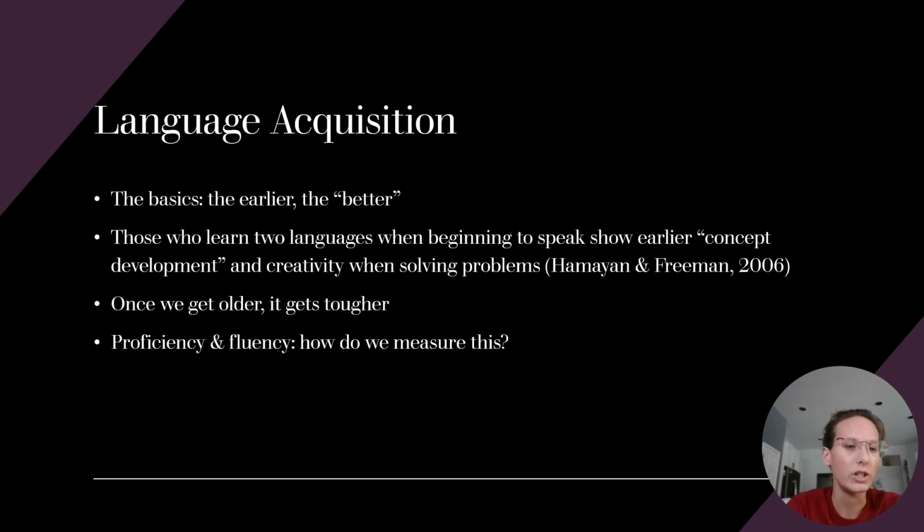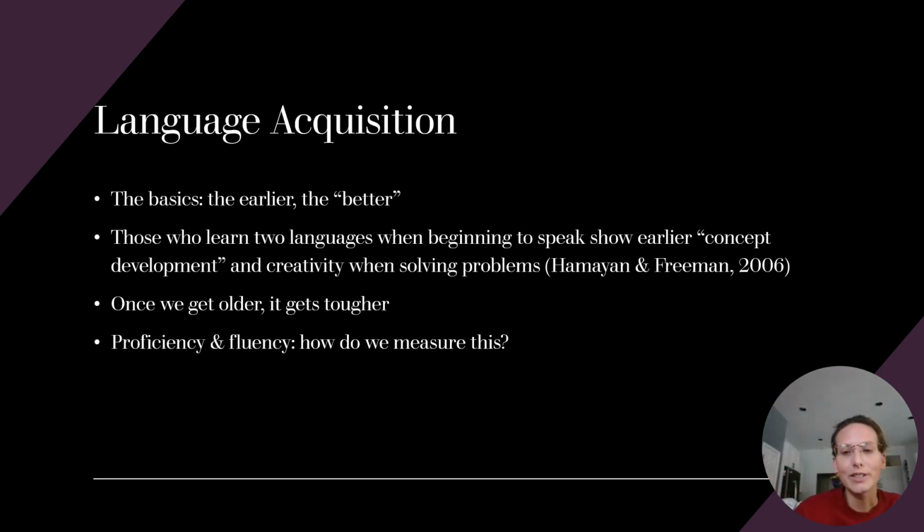All of the research has pointed to the earlier the better. Those who learn 2 languages when beginning to speak in general show earlier concept development and creativity when solving problems. Basically, while we're learning a language, we are expanding our brains. And if we are learning 2 languages at once, when our brain is in this malleable stage, we are expanding our abilities to speak, we are expanding our abilities to develop different concepts in this case, and then some creativity when solving problems.